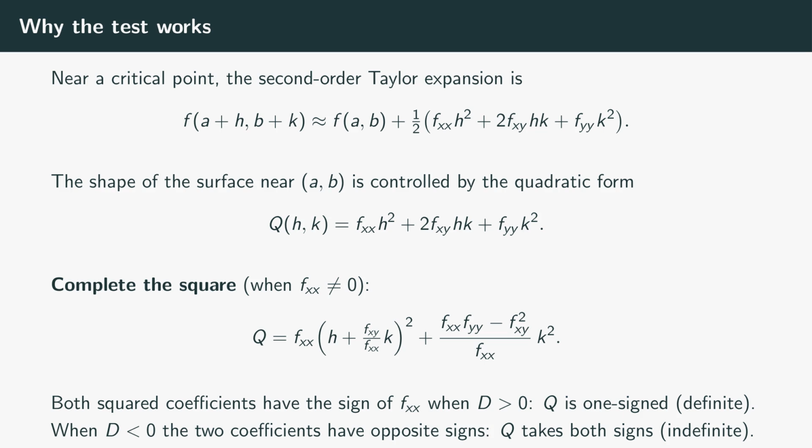Now read off the signs. If D is greater than 0, the two squared coefficients are f_xx and D over f_xx, which have the same sign as f_xx. So Q is everywhere of one sign. Always non-negative if f_xx is greater than 0, always non-positive if f_xx is less than 0. That's a bowl, open up or open down. If D is less than 0, the two squared coefficients have opposite signs, so Q takes positive values in some directions and negative values in others. That's a saddle. The whole test is one application of completing the square.